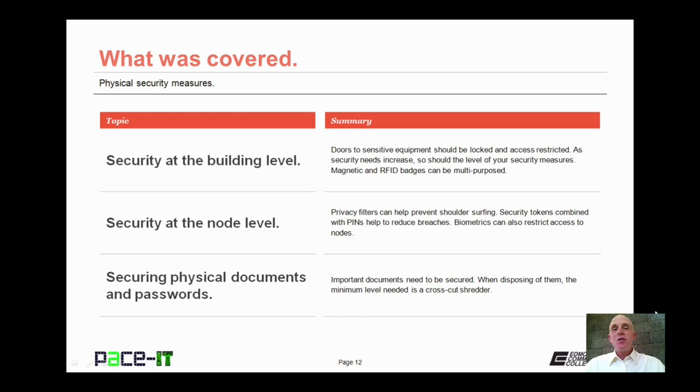Now that concludes this session on physical security measures. We talked about some security measures at the building level, at the node level, and then properly securing physical documentation.